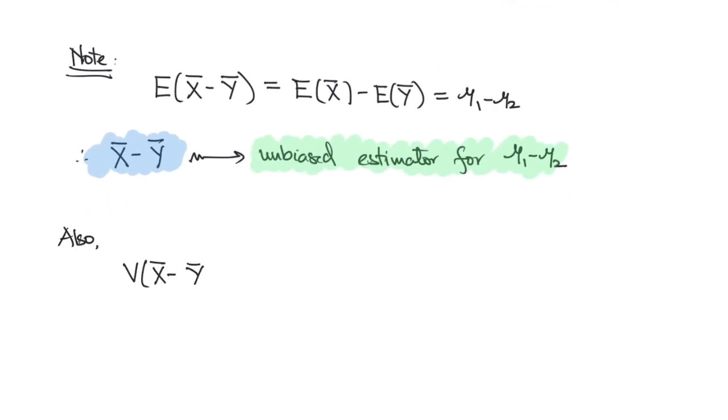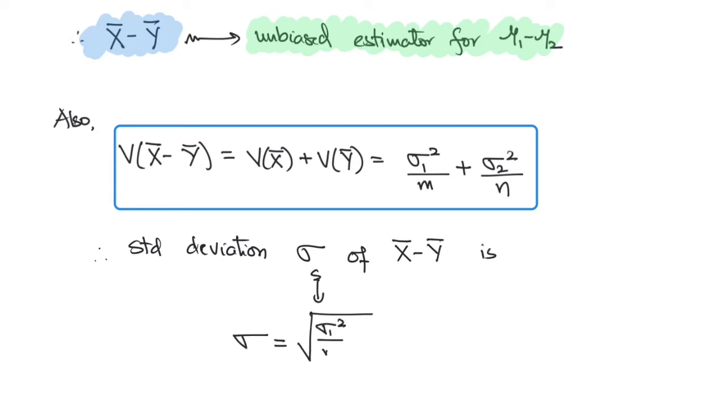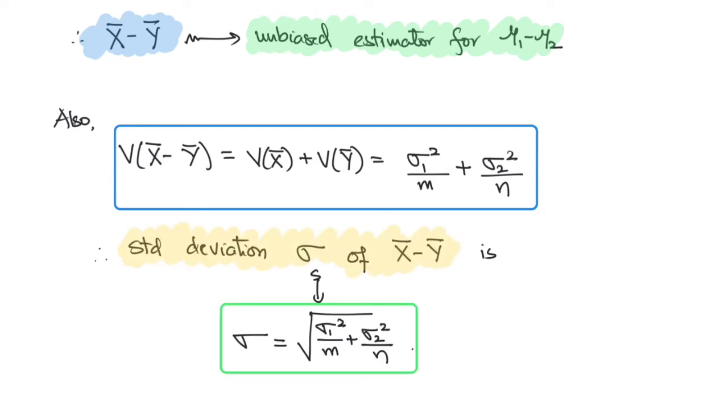The variance for x bar minus y bar is easily calculated, and we get it to be the variance of x bar plus the variance of y bar. It is sigma 1 squared divided by m plus sigma 2 squared divided by n. And the standard deviation is going to be the square root of the variance that we have just calculated.